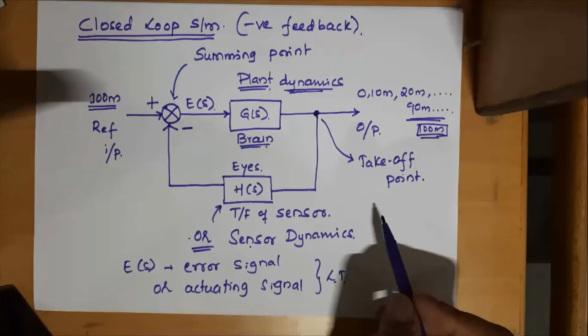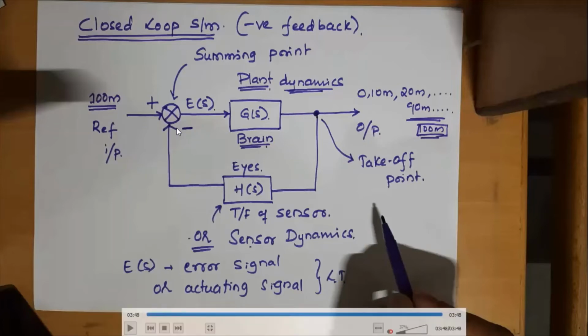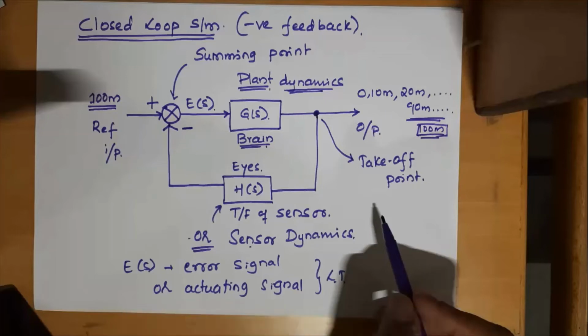Consider the same example of riding the bicycle and reaching a target of 100 meters, where we now have positive feedback. Instead of getting subtracted, your feedback is getting added. So do you think that will be the proper operation of the system, the brain? No, sir. Not possible, right?